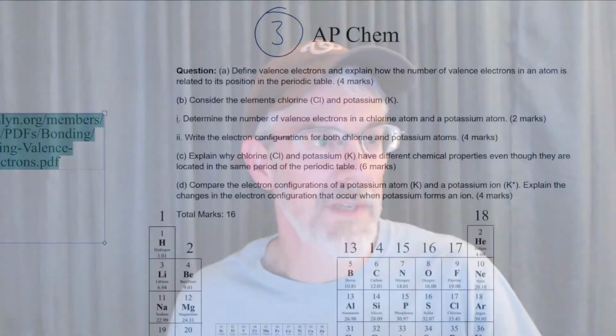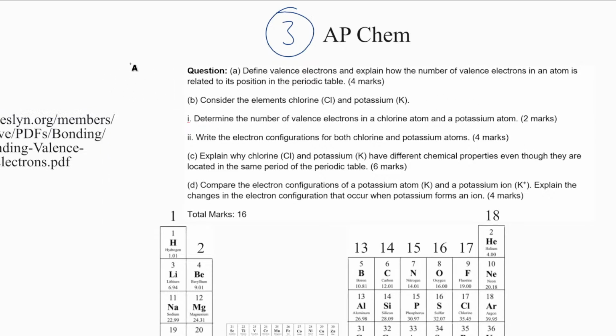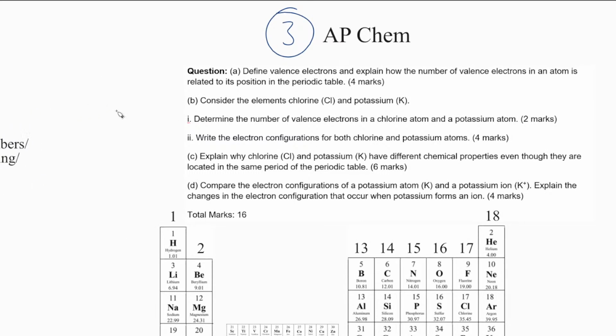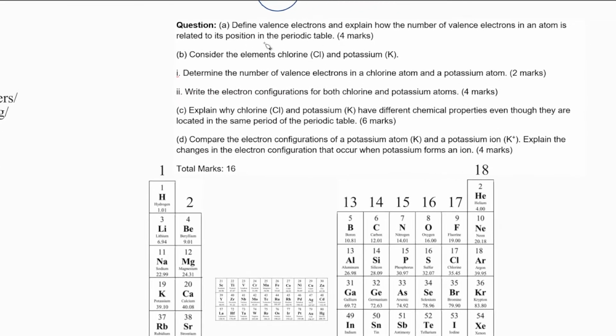There's my screen right there. AP chemistry questions, they like to ask one, like question number 3, and then it'll have 8 parts to it. But this is pretty easy because you know how to do the valence electrons pretty readily. Define valence electrons. That's just electrons in the outer shell. They're the ones that bond. They ask how it's related to its position.